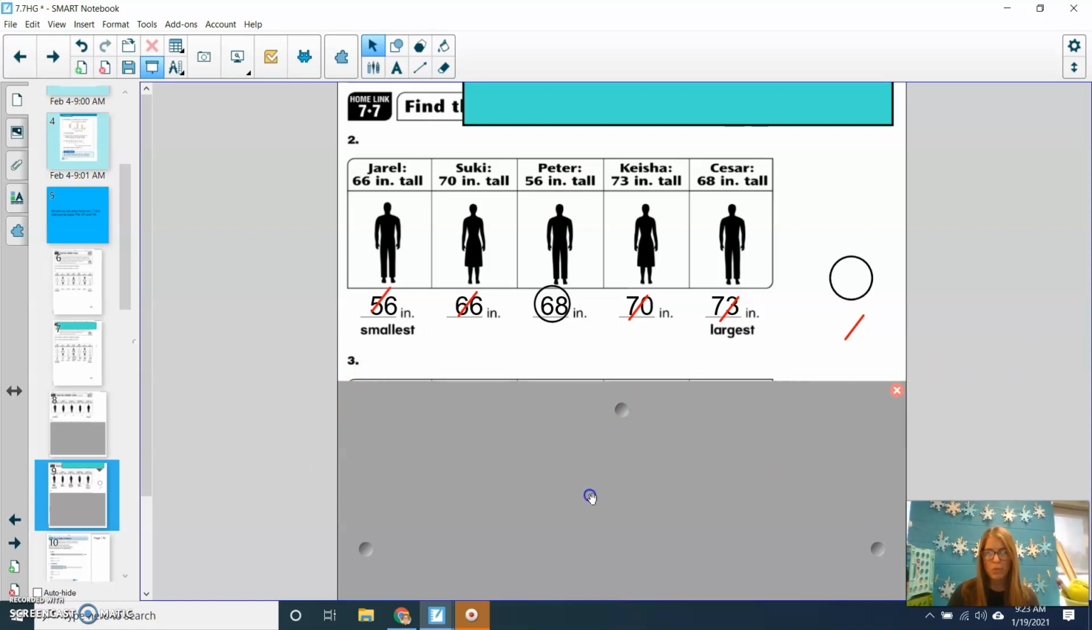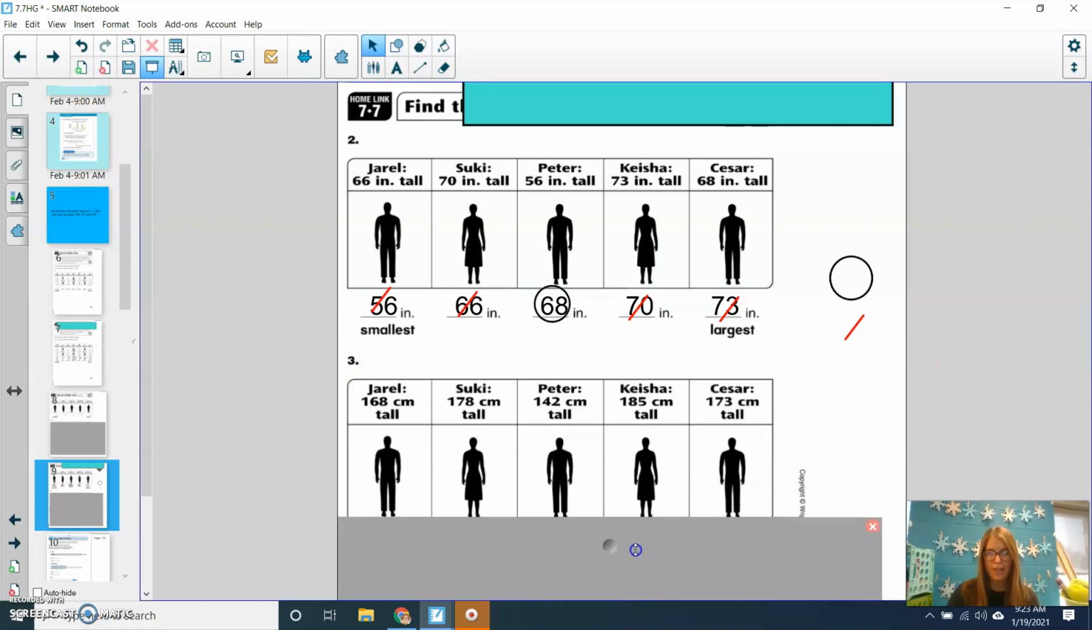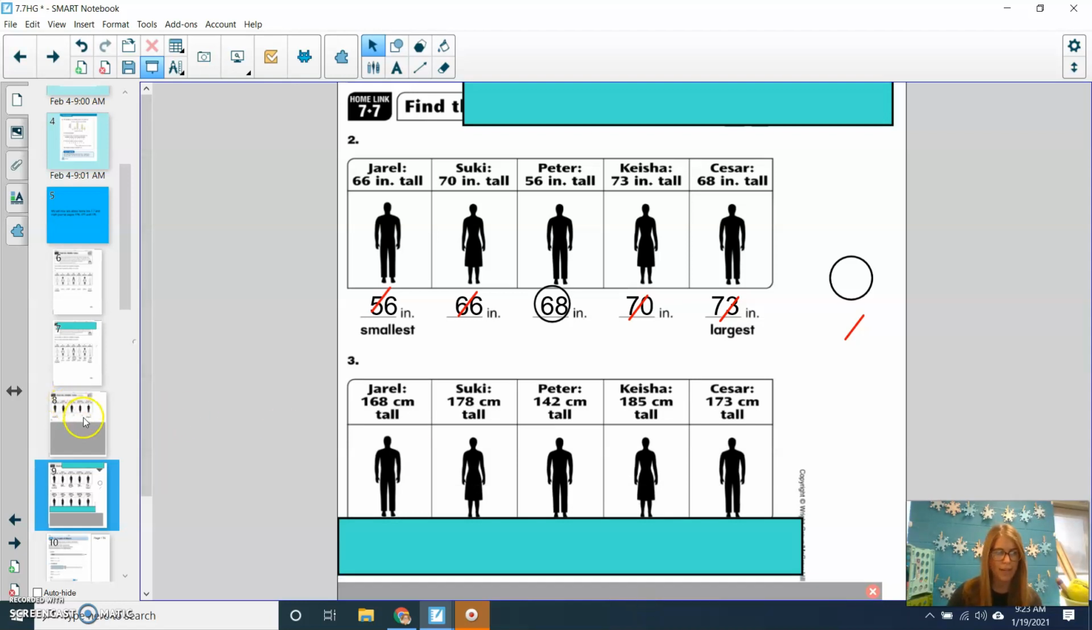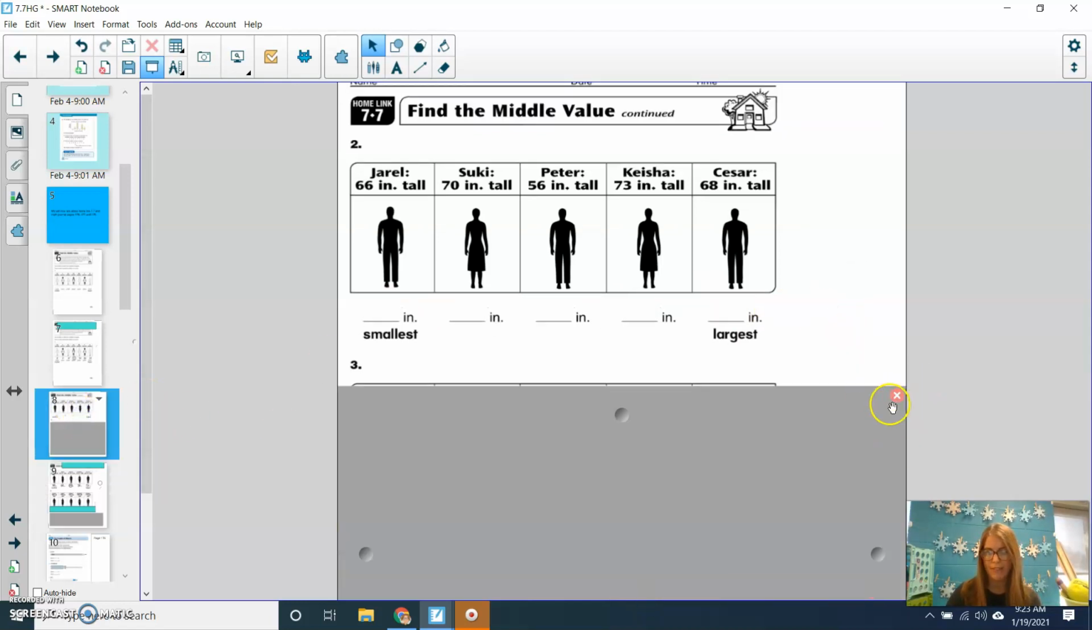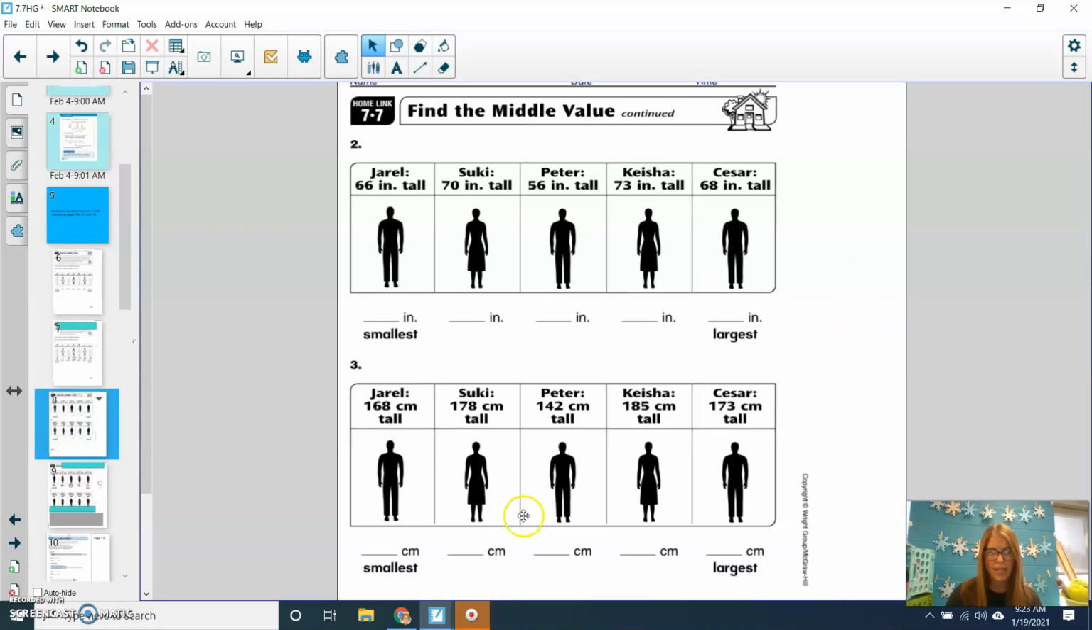We have one more problem to do today with this page. So if you look at number 3, and again, I'll flip mine so I'm looking at this page so I can see the full directions. Again, they're measuring them now in centimeters. So could you write down their height from smallest to largest, and then press play when you're ready to check?